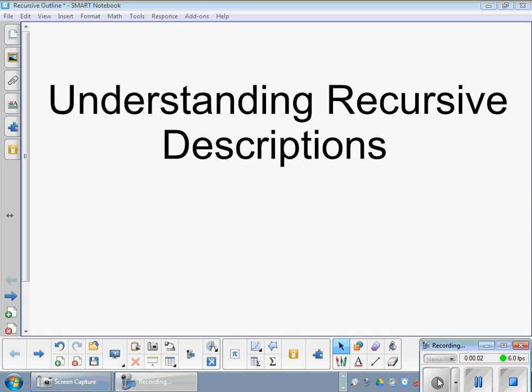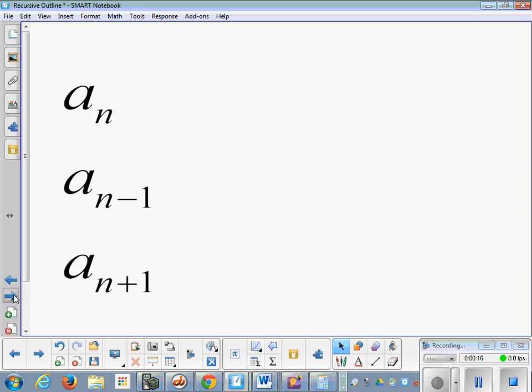All right, today I'm going to give a helpful video here for helping you understand recursive descriptions, how to write them and how to read them, how to interpret them.